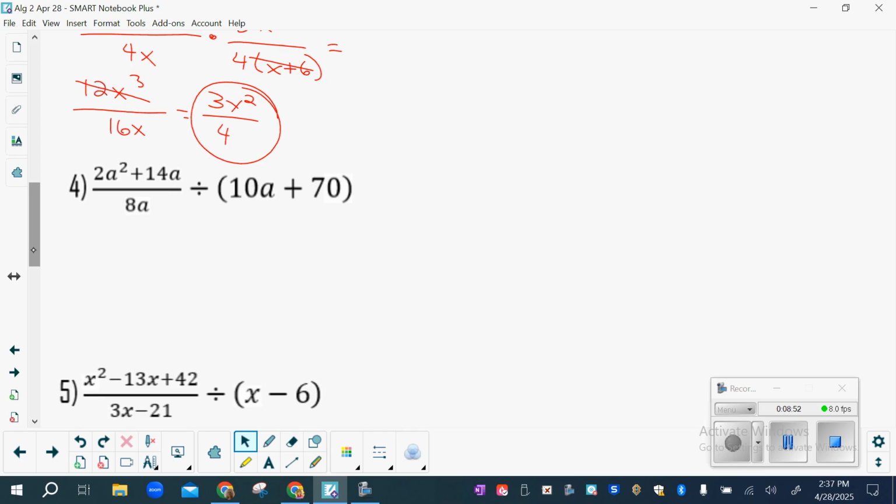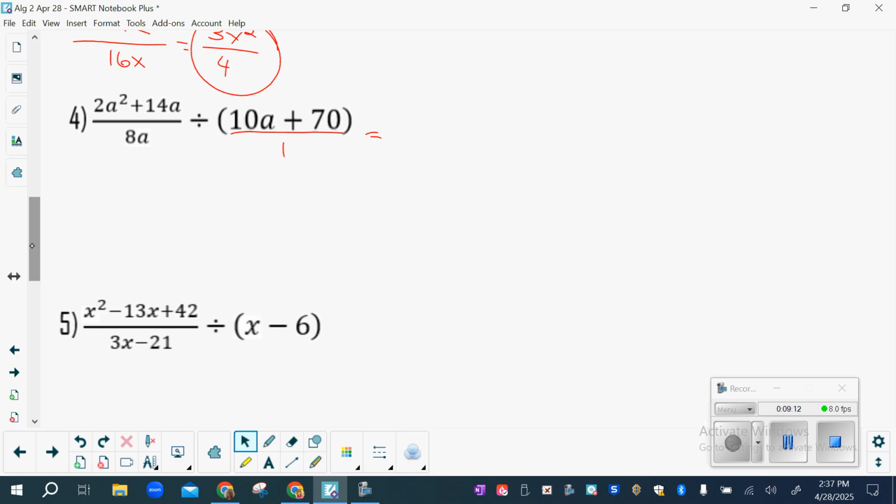Okay, we have a 10a plus 70 without a denominator. What is the denominator assumed to be? 1. 1, that's right. So now, this group here, factor the 2a squared plus 14a for me.